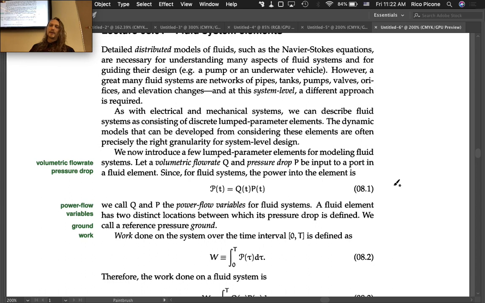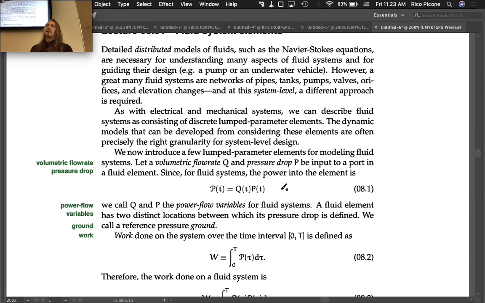Since for fluid systems, the power into the element is the product of the volumetric flow rate and the pressure drop, we call Q and P the power flow variables for fluid systems. So those are the two variables. They're going to be like current and voltage. They're going to be like force and velocity. They're going to be like torque and angular velocity. Those are the power flow variables for a fluid system. Pressure and the volumetric flow rate.